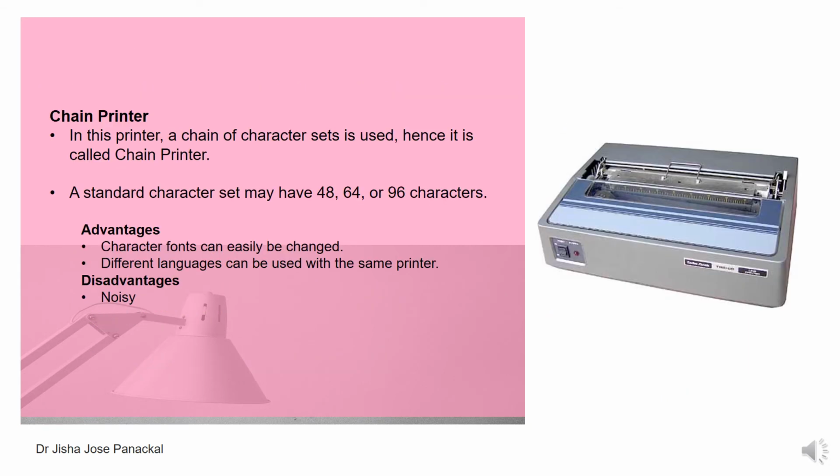The other type of line printer is the chain printer. In this printer, a chain of character sets is used, hence it is called chain printer. A standard character set may have 48, 64 or 96 characters. It also has advantages like character fonts can easily be changed. Then different languages can be used with the same printer. These are the advantages of using chain printers. The disadvantage is that it is also very noisy.